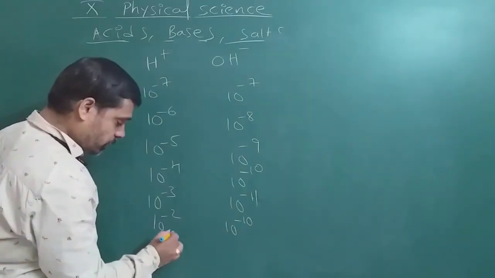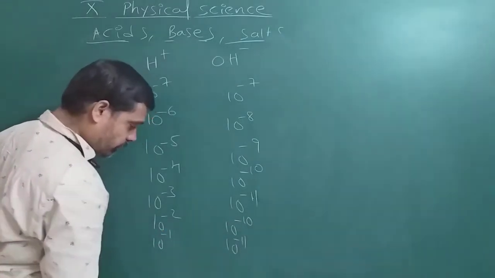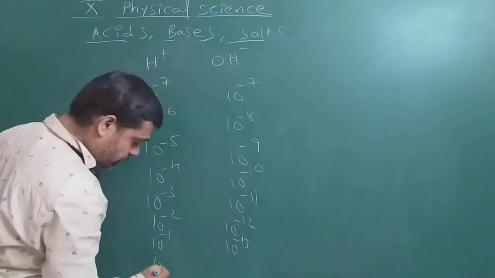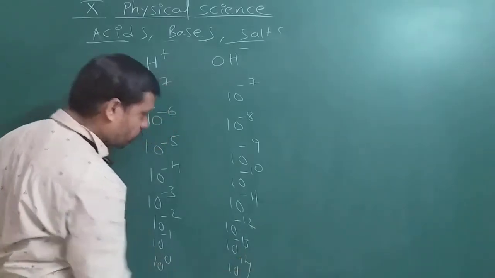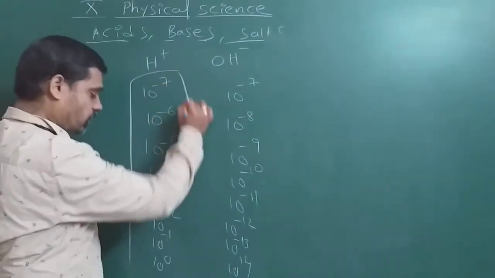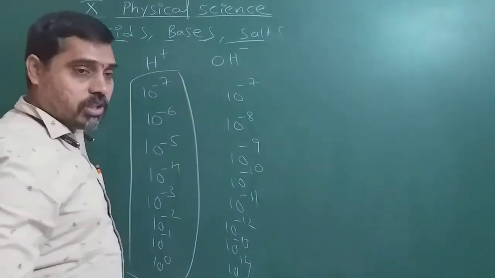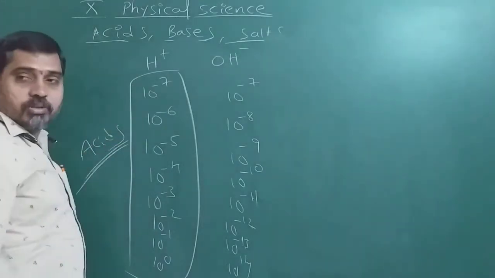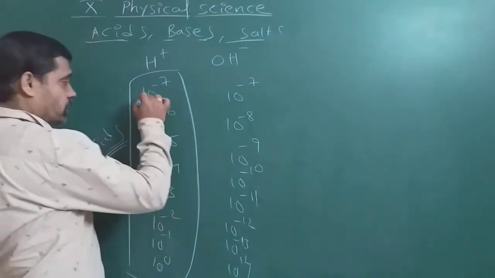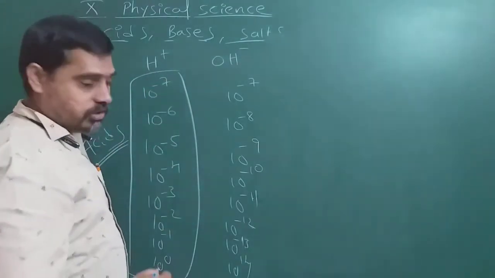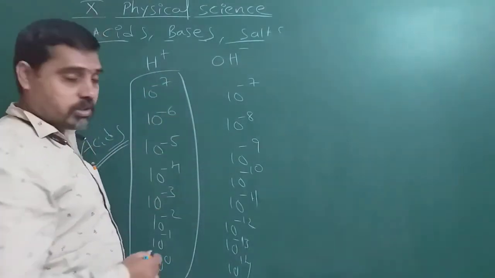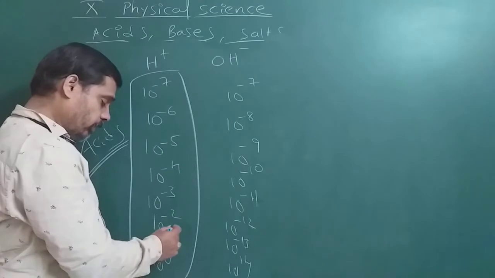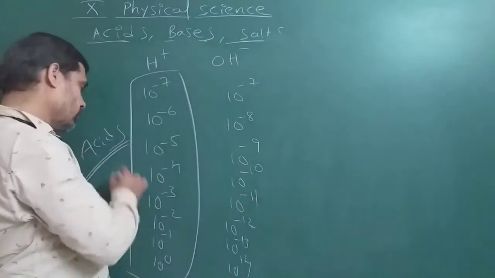It will be 10 power minus 1. It will be 10 power minus 11, minus 13. If it is 10 power 0, it will be 10 power 4. For these H plus ion concentrations, we will call those solutions acids. That means if the H plus ion concentration is 10 power minus 7, 10 power minus 6, 10 power minus 5, 10 power minus 4, 10 power minus 3, 10 power minus 2, 10 power minus 1, 10 power 0, then those solutions are acids.